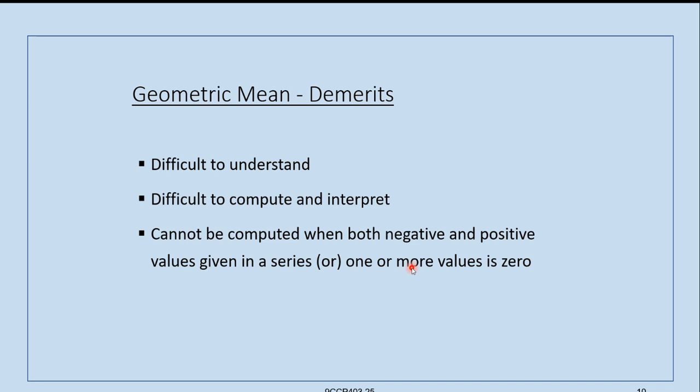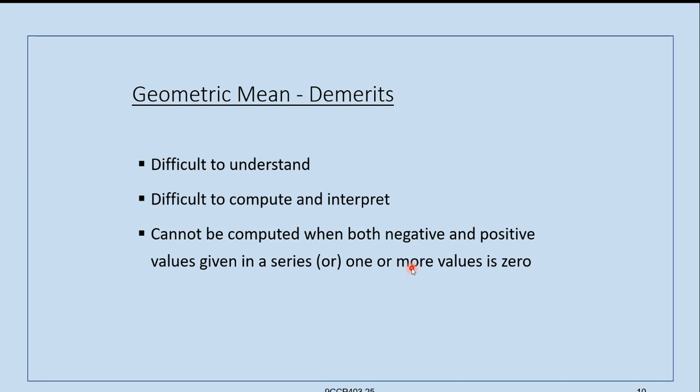Geometric mean cannot be computed when both negative and positive values are given, because negative values indicate very small numbers and positive values indicate very large numbers. When both negative and positive values are given, it cannot be calculated.